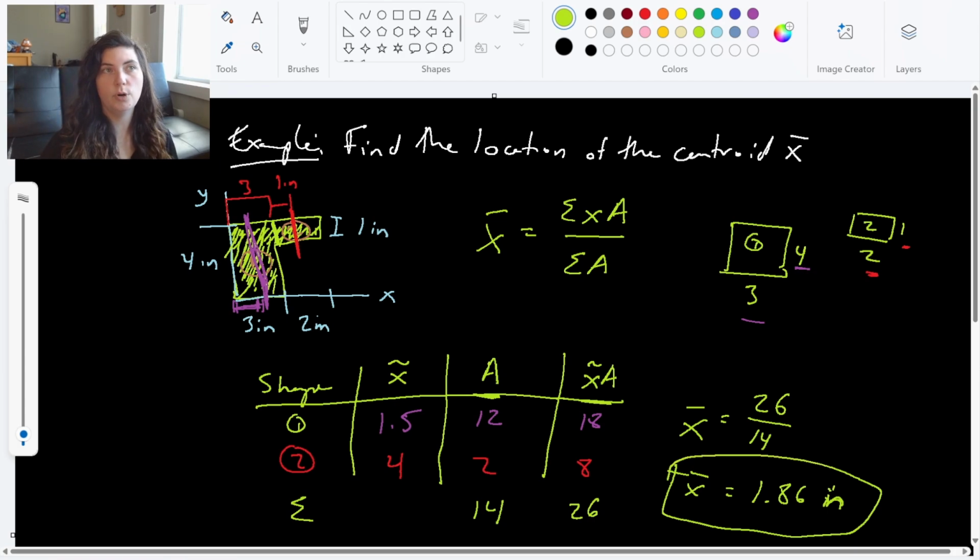So not too bad, right? Mostly just picking out information from what you see. The biggest one is just breaking this thing down into shapes and then picking out all the information that you need.